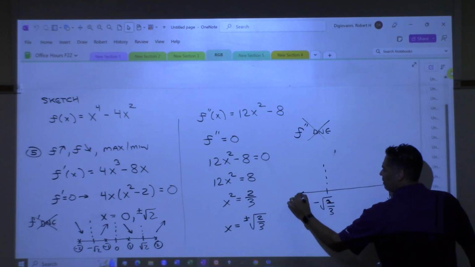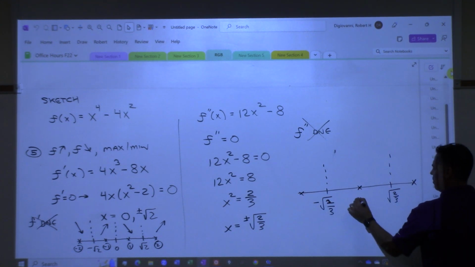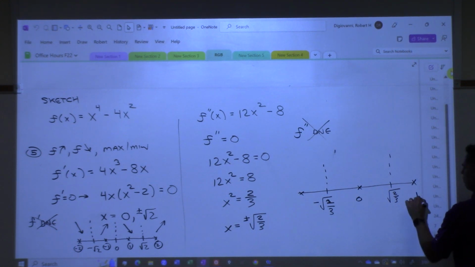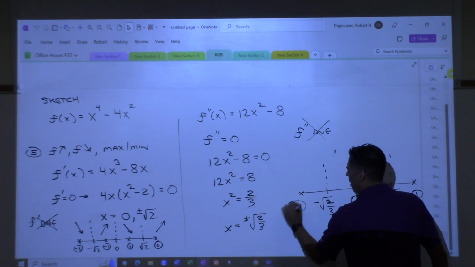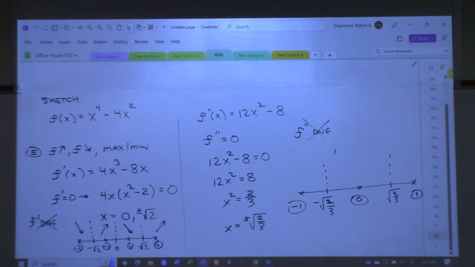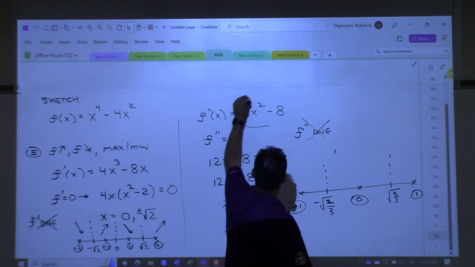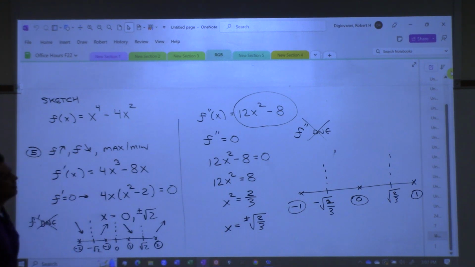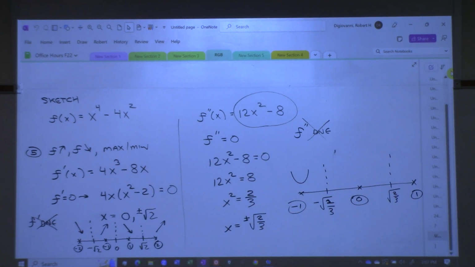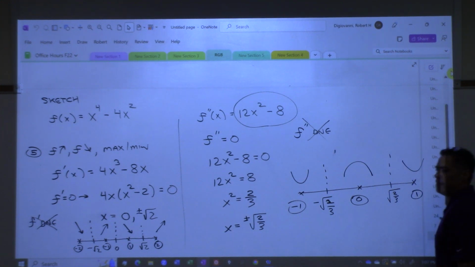And so I pick a couple of test points here. 0 is a good one in the middle, and then 1 and negative 1. And those numbers are getting plugged into the second derivative, which is right here. You plug negative 1 in there, what do you get? Positive. So that means we are concave up here. And 0 in there, you get negative, so that means our function's concave down. And then 1, we get positive, we're concave up.